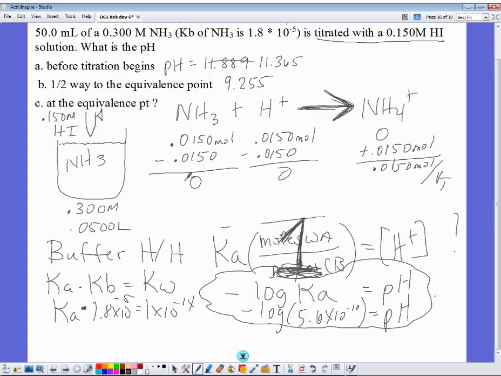Does everybody see what that's called? Equivalence point. They're equivalent. So there's nothing left on the reactant side. There's only product.